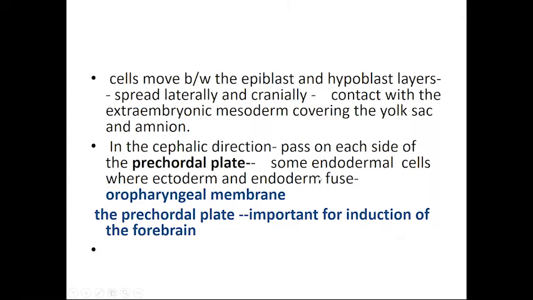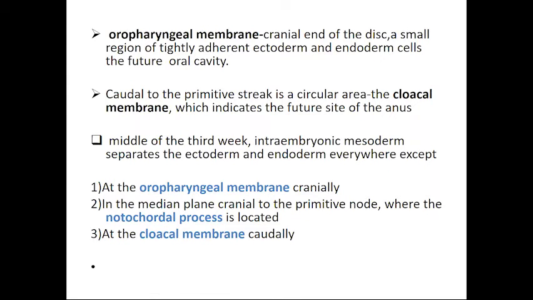So in the cephalic direction, it passes on each side, because I've told you it cannot separate out the precordal plate, which is basically your buccopharyngeal membrane. Some endodermal cells where ectoderm and endoderm fuse, and that's going to become your oropharyngeal membrane. The precordal plate is important for induction of the forebrain, and this is where you form the oral cavity. The oropharyngeal membrane is at the cranial end of the disc, a small region of tightly adherent ectoderm and endoderm cells, which becomes the oral cavity.